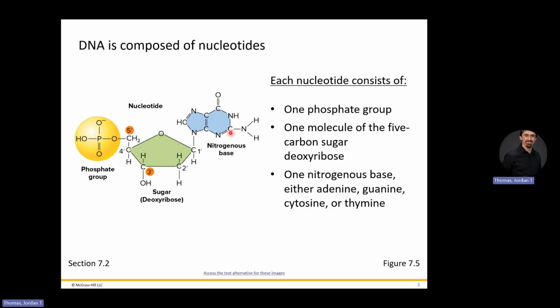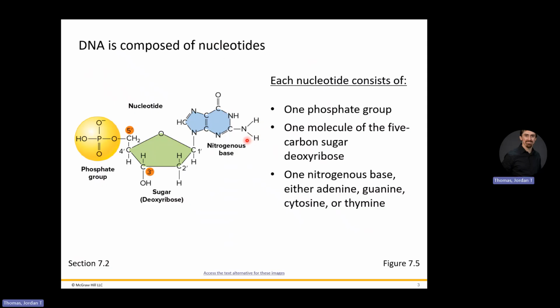This nitrogenous base is the part of the nucleotide that can change. We're going to go over the types of it in a second. But in general, these two parts, the phosphate group and the sugar, do not change. But the nitrogenous base can change.